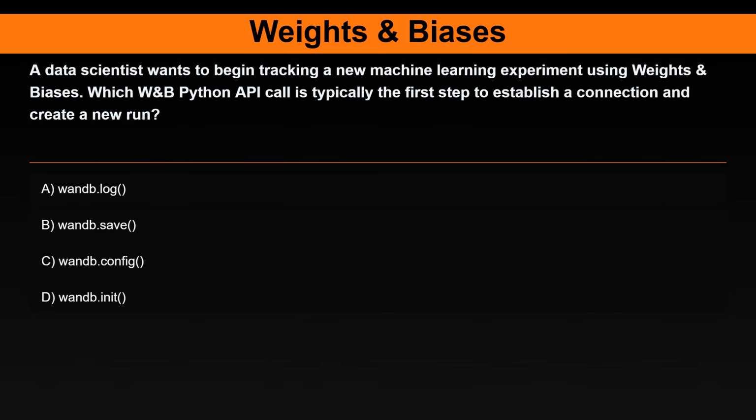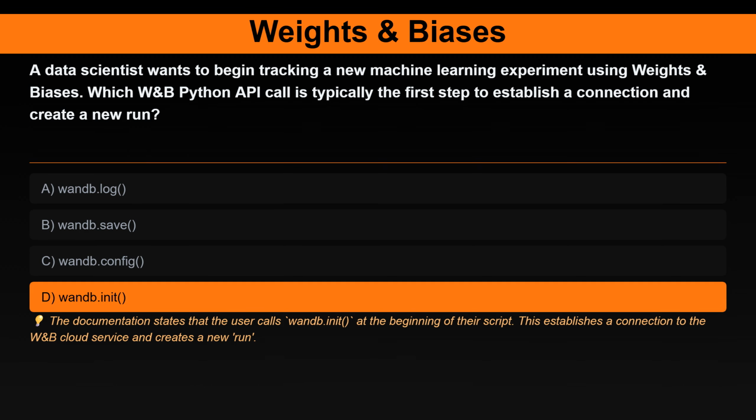Question 21. A data scientist wants to begin tracking a new machine learning experiment using Weights & Biases. Which W&B Python API call is typically the first step to establish a connection and create a new run? Option A. wandb.log. Option B. wandb.save. Option C. wandb.config. Option D. wandb.init.